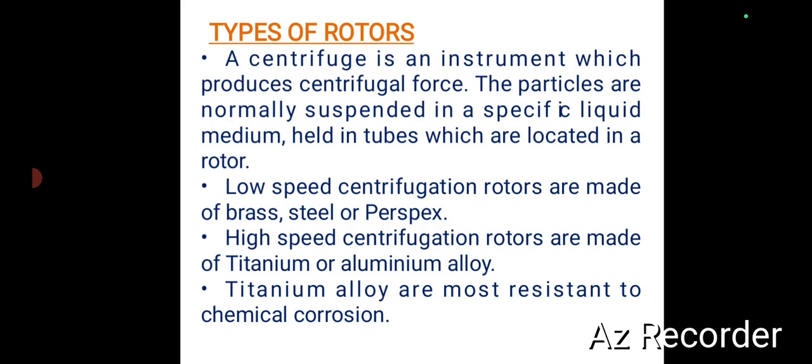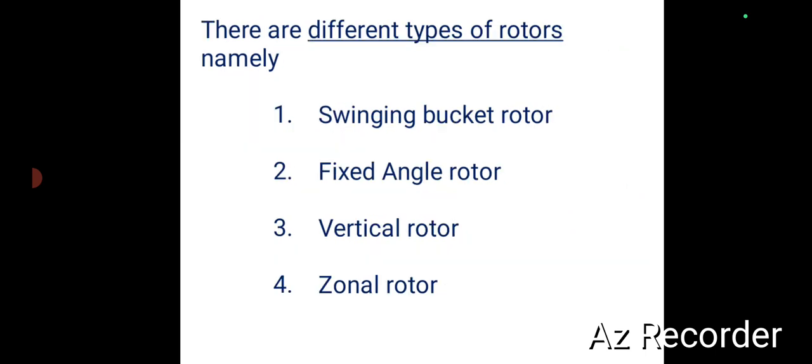Low speed centrifugation rotors are made up of brass, steel and also perspex. High speed centrifugation rotors are made up of titanium or aluminum alloy. Titanium alloy is most resistant to chemical corrosion. Next, there are different types of rotors, namely first, the swinging bucket rotor, second, the fixed angle rotor, third, the vertical rotor, and fourth, the zonal rotor. Now we can briefly see them.